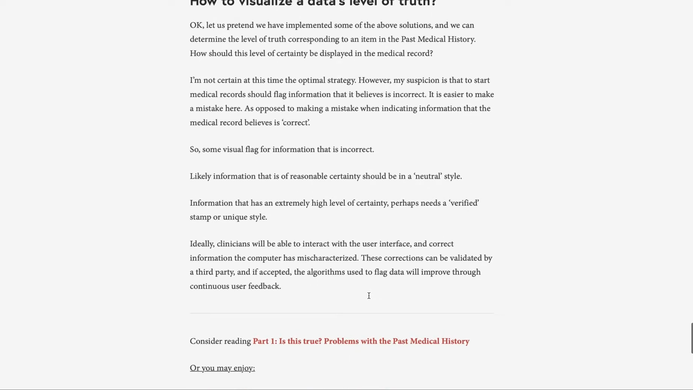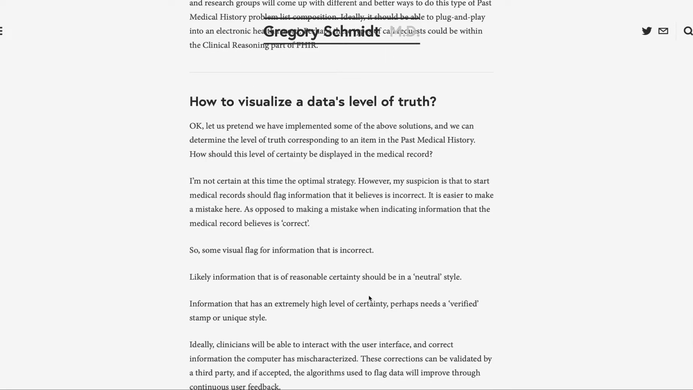So how would you visualize this level of truth associated with data in the medical record if we actually could implement any of these levels? Well, I'm not entirely certain at this time of what the optimal strategy is. My suspicion is that medical records should start to flag information that they believe is incorrect.